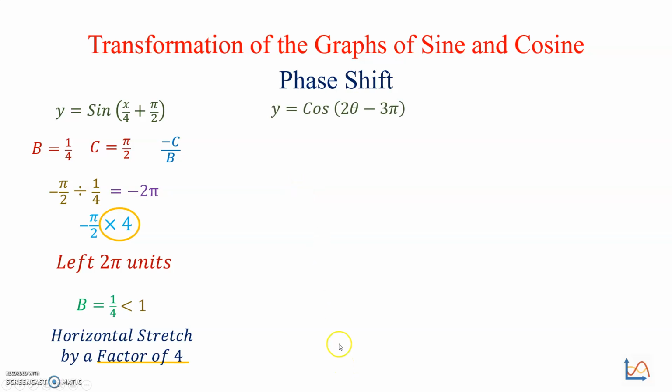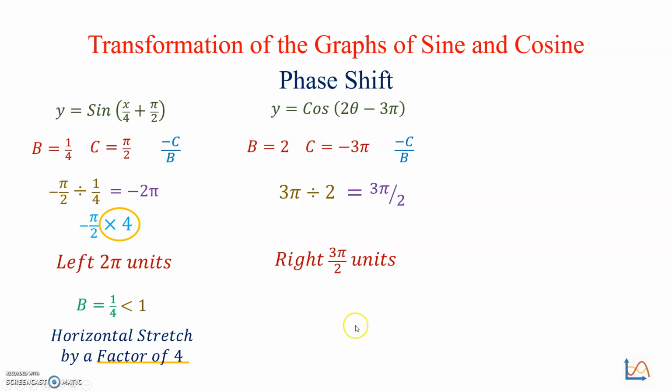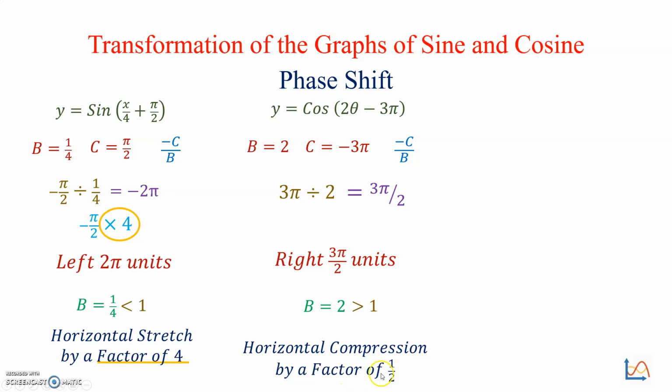So we've got cosine of 2 theta minus 3 pi. We got our B and our C. And when we change the sign of C, divide by the B, that gives us 3 pi divided by 2. Our final result, 3 pi over 2. So there's our phase shift: right 3 pi over 2 units. And because the B was a 2, and 2 is greater than 1, that creates this compression, again by a factor of 1/2. Again, because when we actually do the math, we multiply by the reciprocal, and multiplying by 1/2 creates a factor of 1/2.